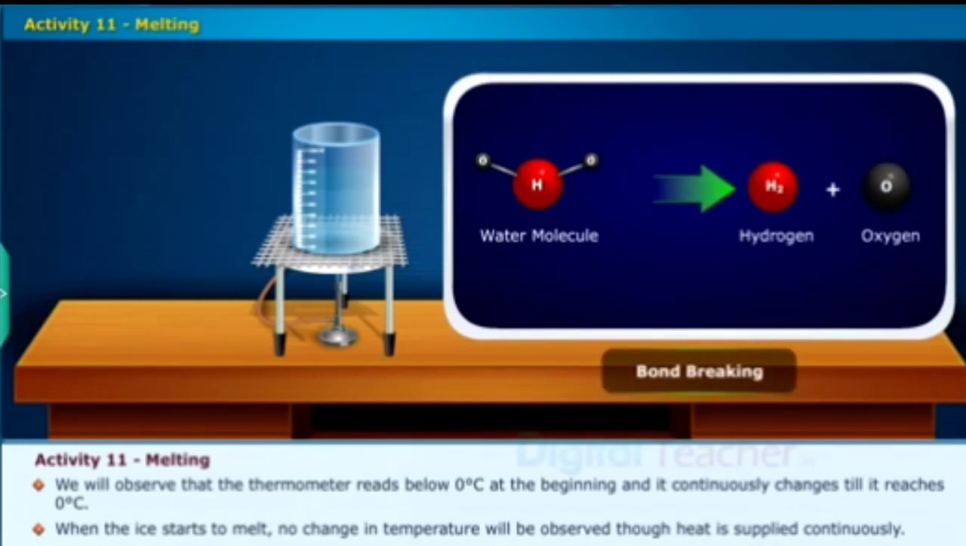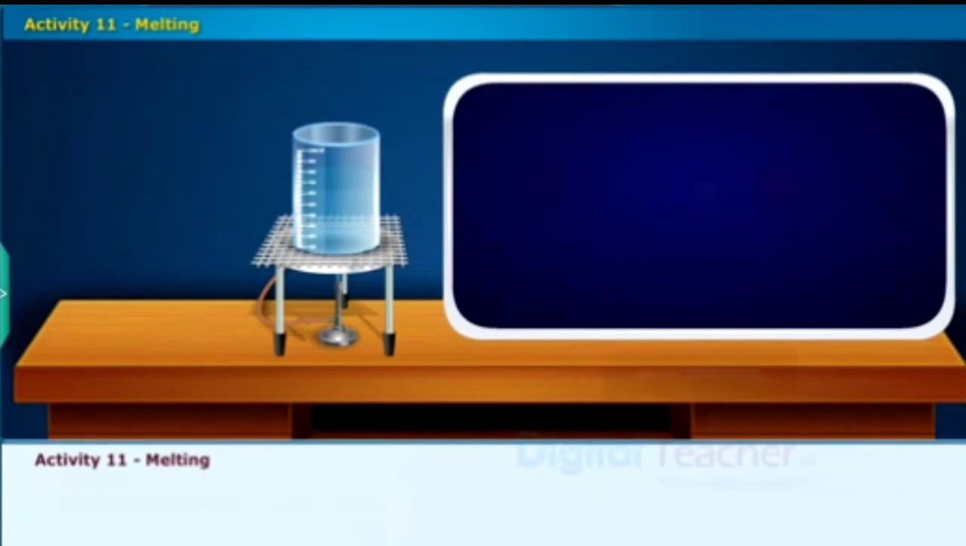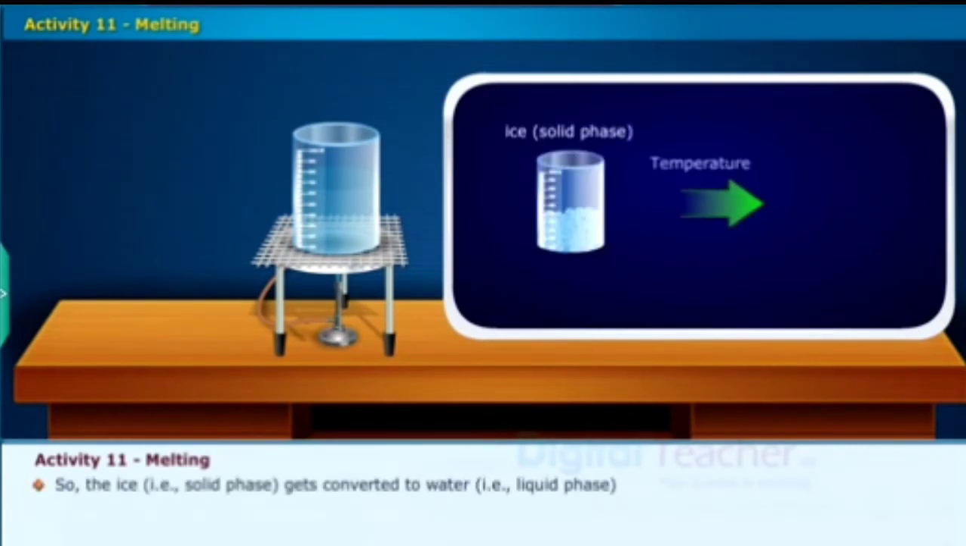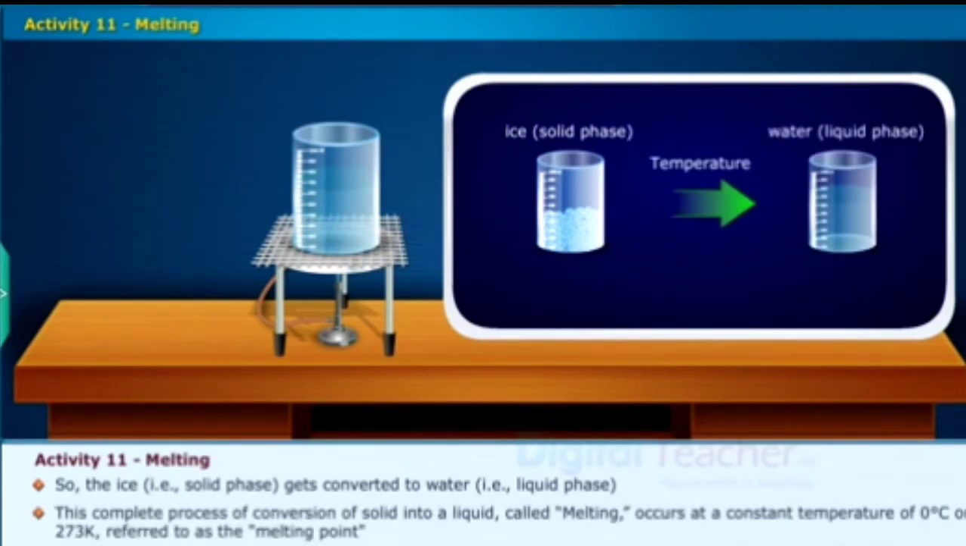As a result, the bonds between the molecules H2O in the ice weaken and break. So the ice that is solid phase gets converted to water that is liquid phase. This complete process of conversion of solid into a liquid, called melting, occurs at a constant temperature of 0 degrees Celsius or 273 Kelvin, referred to as the melting point. During the melting process, temperature of ice does not change because the heat supplied to ice is utilized completely for breaking the bonds between the water molecules.